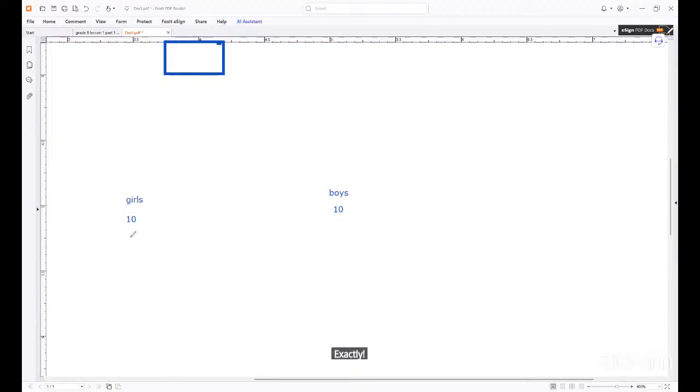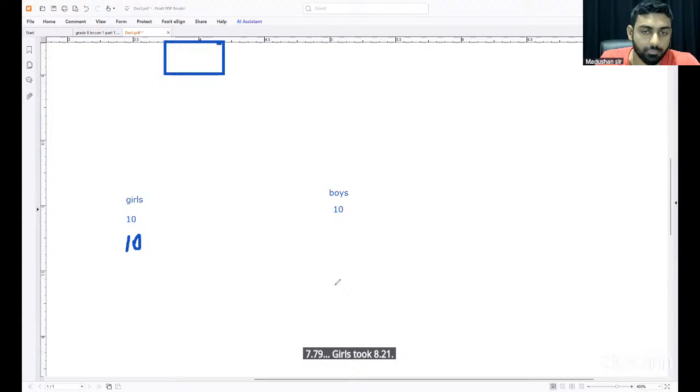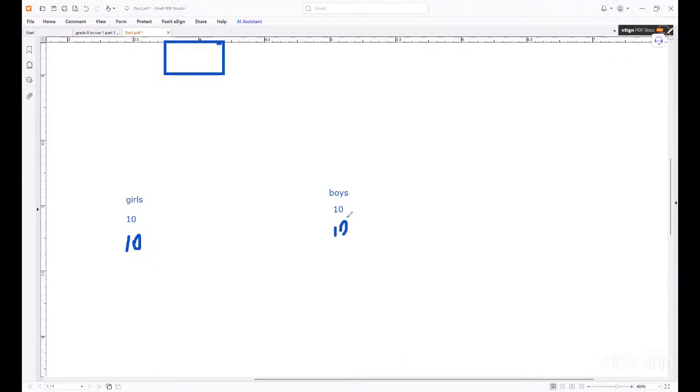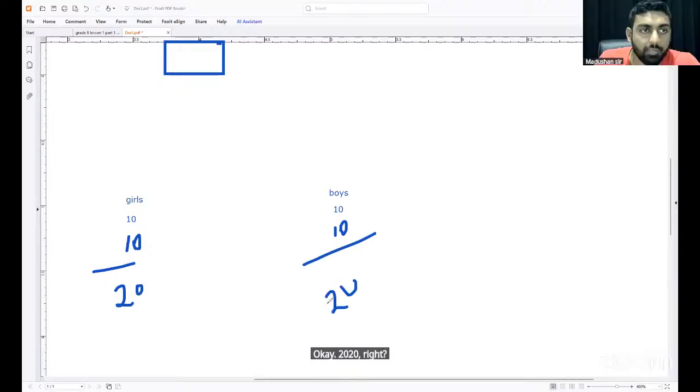Girls took... Okay, so we can use... Don't tell lies. So now we will be able to complete the notes and then you can just remember your marks, right?